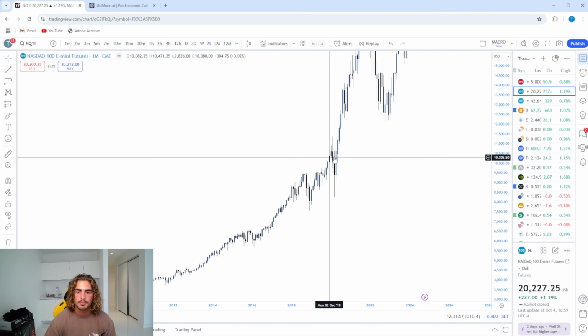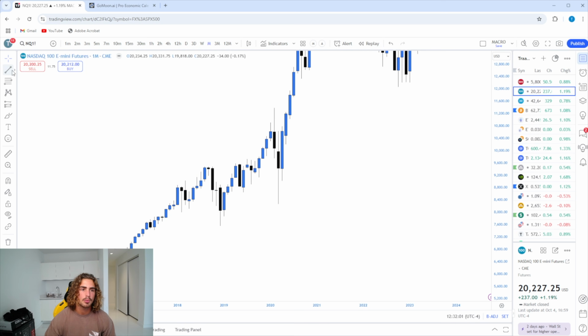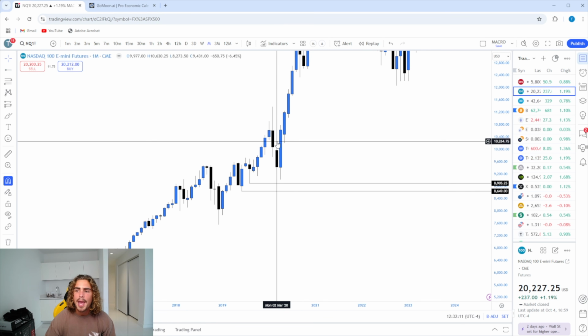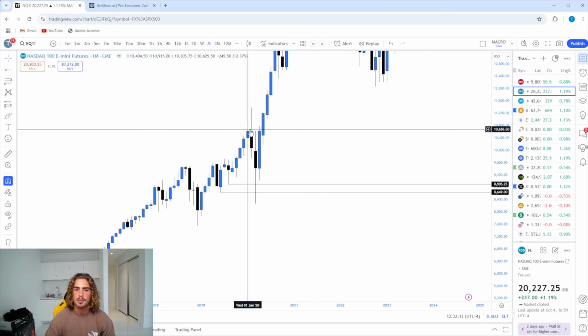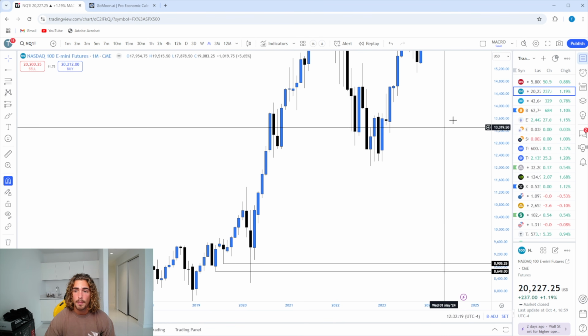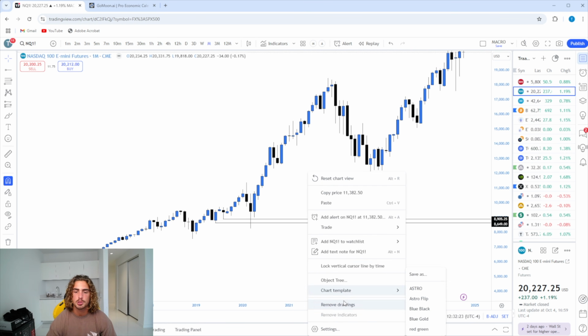Okay? Right here. Look at this. What do we have? Right here, that's a low. Oh, wait, I don't have my magnet on. That's a low. What's this? Oh, that's a low. What happened? The monthly time frame moved down, swept liquidity, and then what happened? Bull run. Okay, so that's just one example.